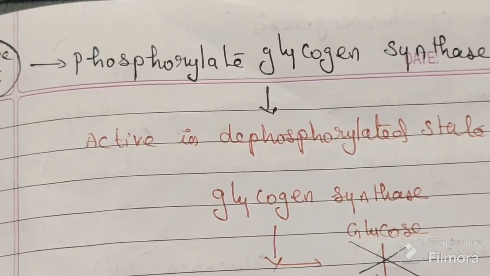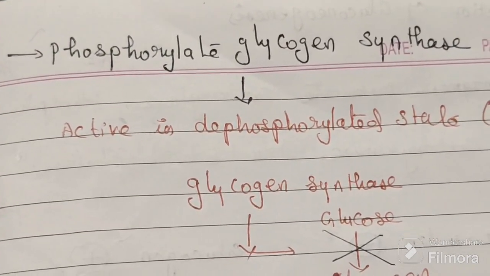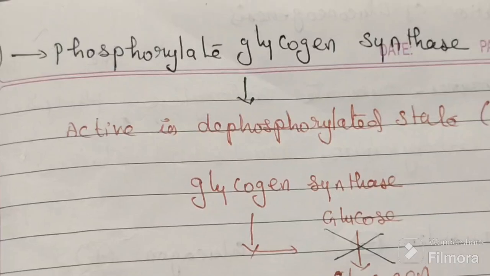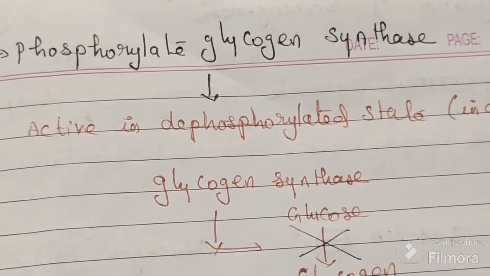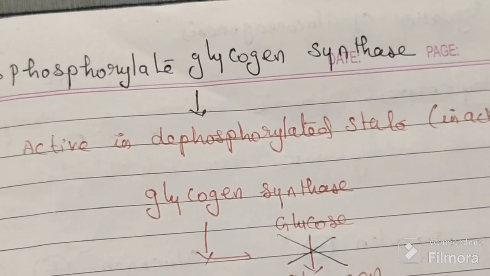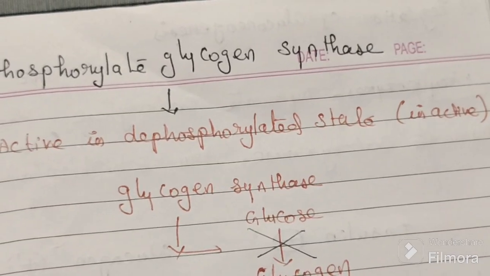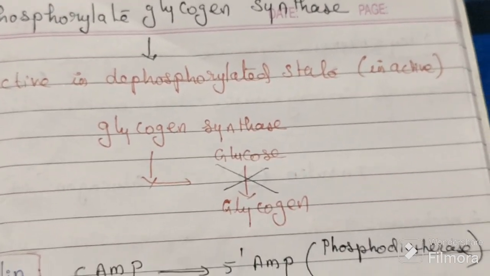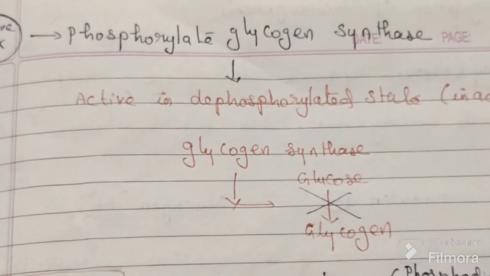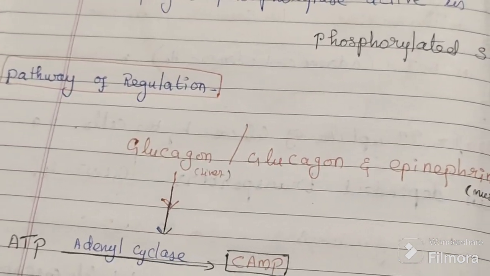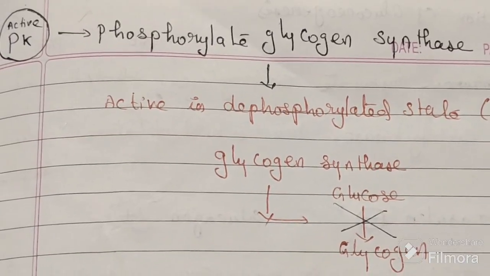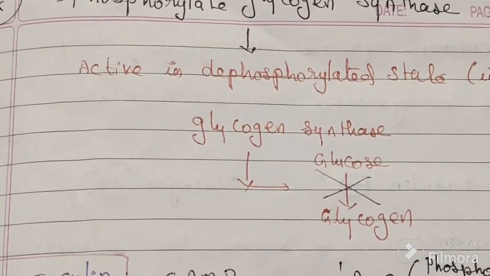Active protein kinase phosphorylates glycogen synthetase, which is active in the dephosphorylated state, and it becomes inactive due to phosphorylation. Due to inactive glycogen synthase, glucose is not converted into glycogen. So via glucagon and epinephrine, there is stimulation of glycogenolysis, which increases blood glucose, and it inhibits glycogen synthesis.